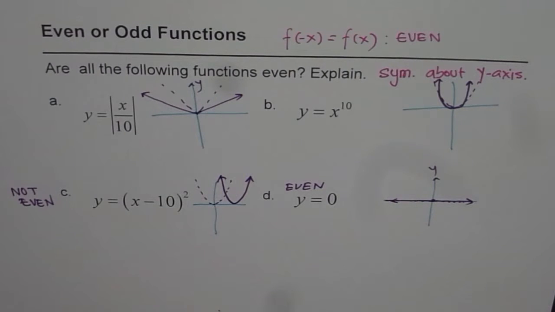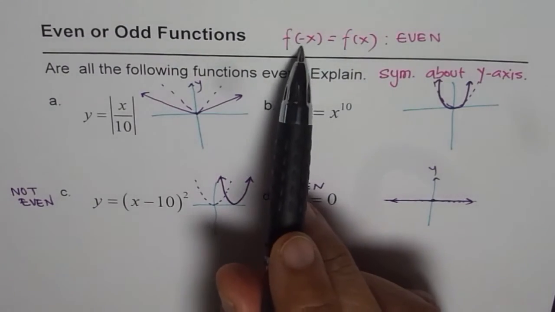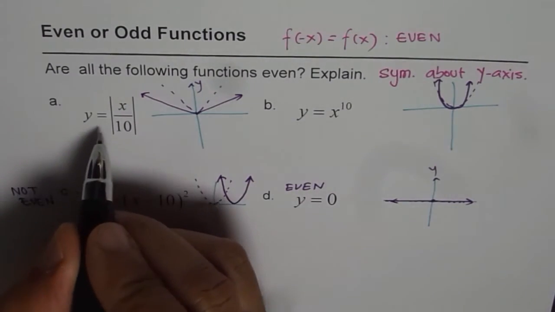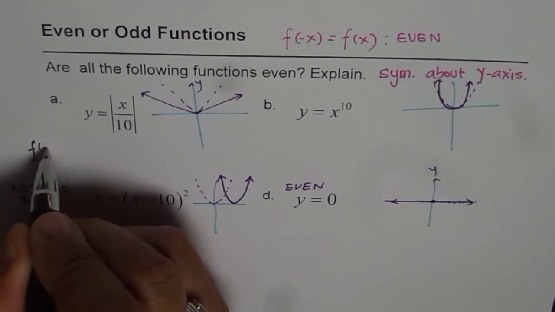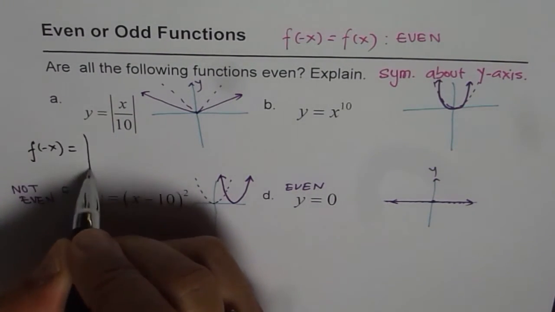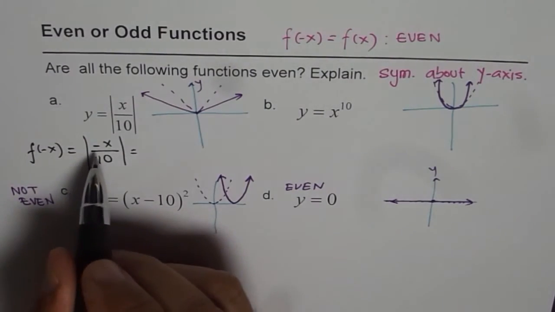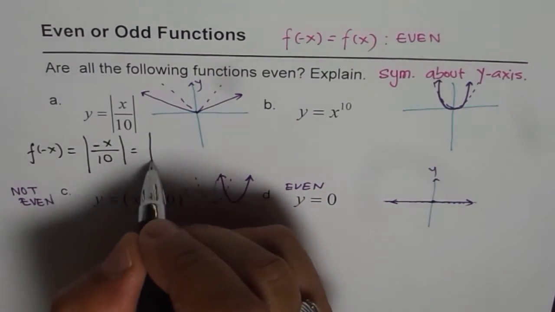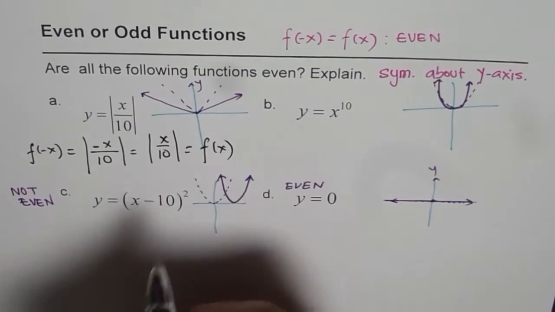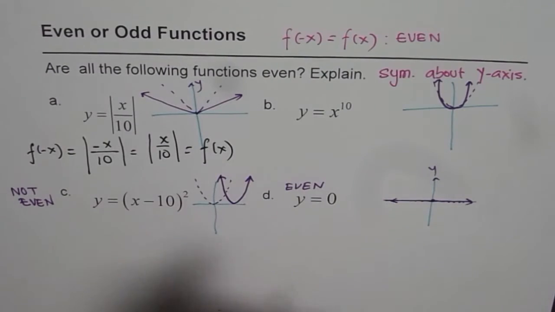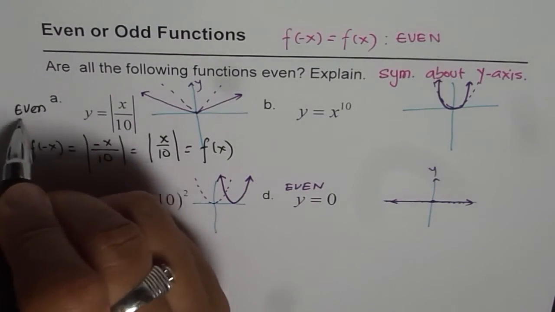Now let us do the proof for this algebraically. That means, what is f of minus x? So y is absolute value of x over 10. If I write f of minus x, what do I get? I get the absolute value of minus x over 10, and as you know, the absolute value of a negative is also positive. We get absolute x over 10, which is indeed equal to f of x, and therefore the function is even.